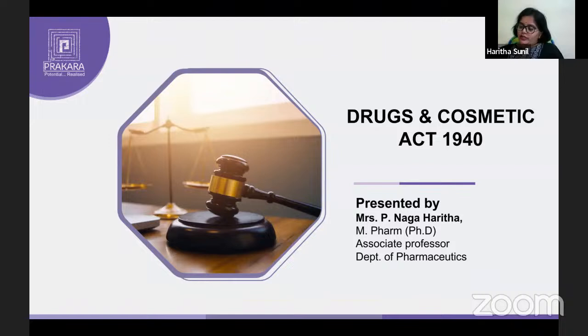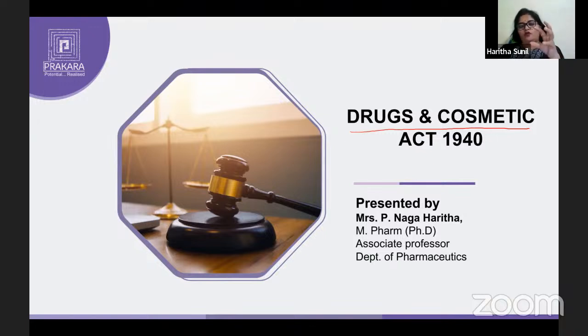Before actually going into this particular topic, we just have to see what is the main necessity for having all these acts and rules. The Drugs and Cosmetics Act 1940 was framed in order to ensure the safety as well as well-being of the public by regulating the various aspects of drugs and cosmetics, especially in India. Why do we require acts like this? Because it is always essential to address the growing need for standardization as well as control over pharmaceutical products.